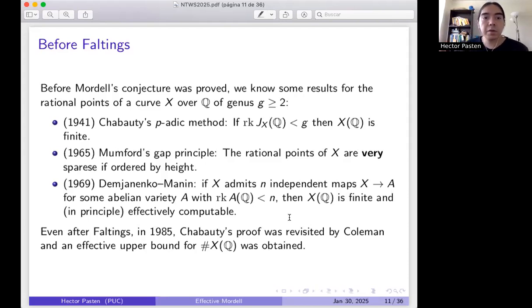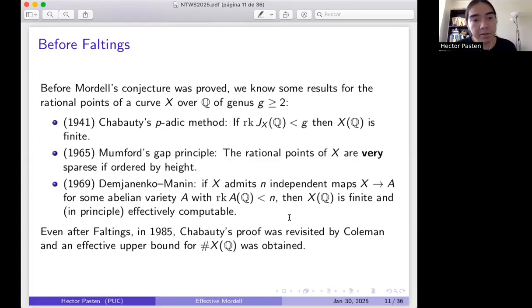And then there is the Demyanenko-Manin theorem that says that if your curve admits n linearly independent maps into some abelian variety A, and this abelian variety has small rank, what does that mean? That the rank of the abelian variety is strictly less than the number of maps that we're talking about, then in this case, the rational points of the curve are a finite set. And this says a bit more. In principle, they are effectively computable. This comes from the proof of the theorem.